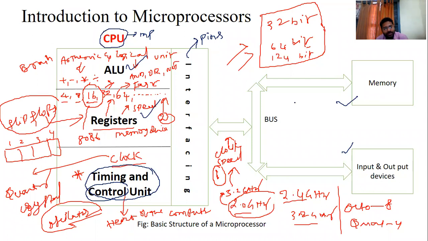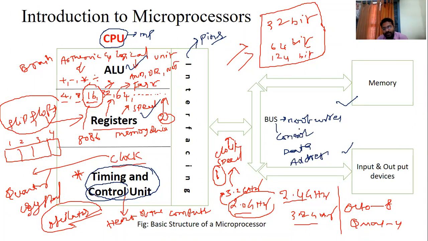So whenever the microprocessor is working efficiently, you require the memory as well as the input output devices also. How are these input output devices connected? By using this interfacing unit, which is nothing but the pins. A bus is nothing but a number of wires. We have different types of buses: control bus, data bus, address bus.